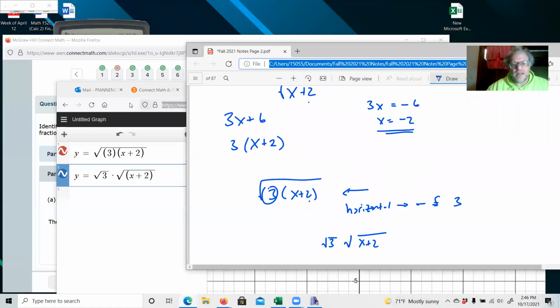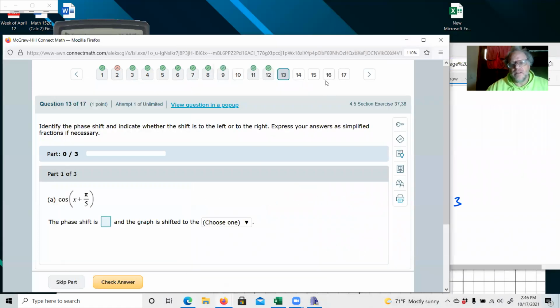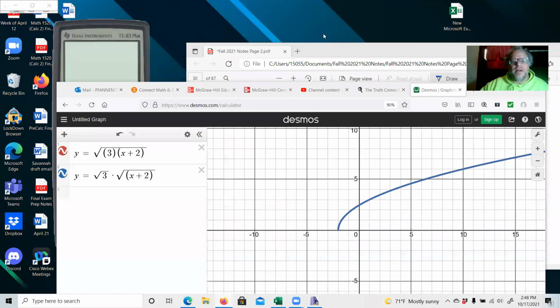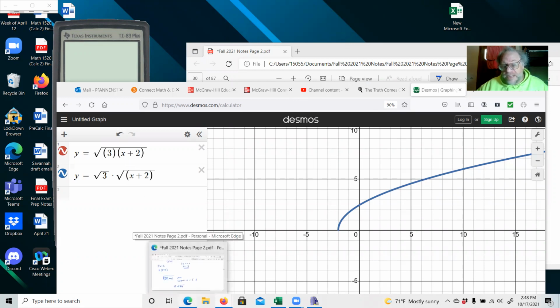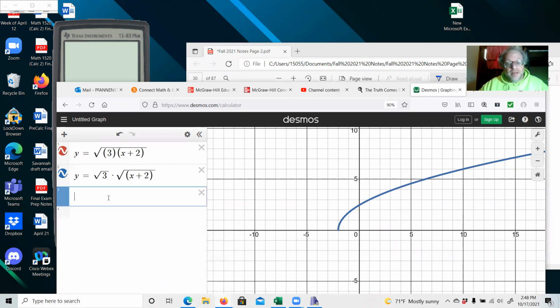Okay, so let me go ahead and do that. Pause this for a second. All right, so that's what phase shifts are going to look like in trig. They're different from algebra, where it didn't really matter, but with trig, it's actually going to matter. It's going to move the whole graph left to right.